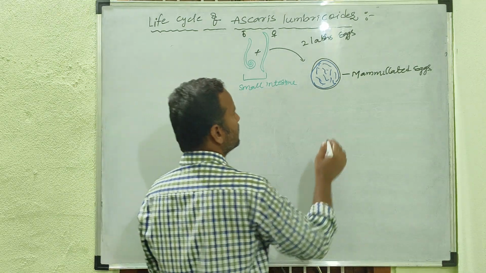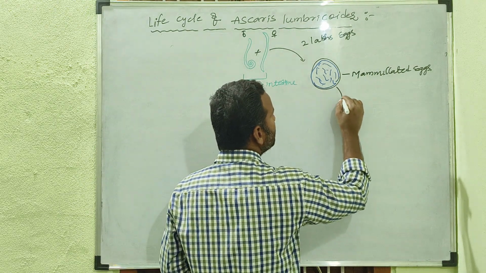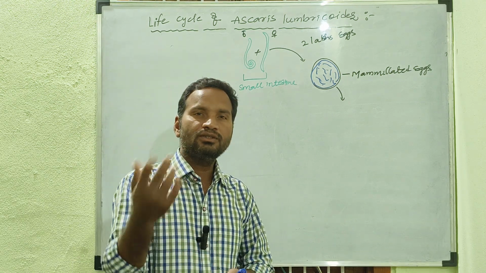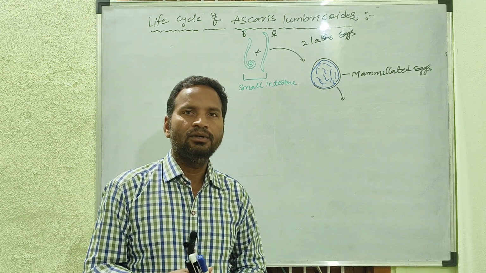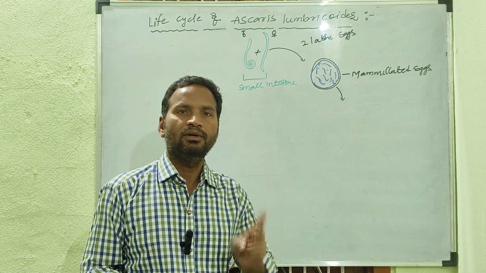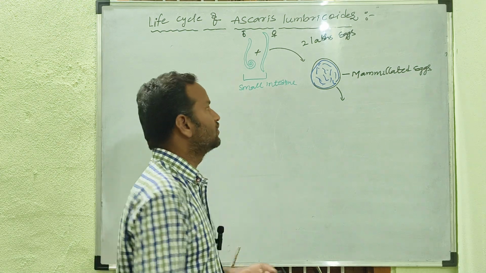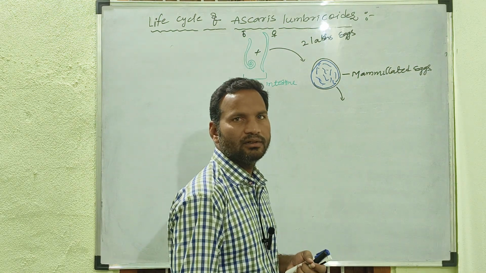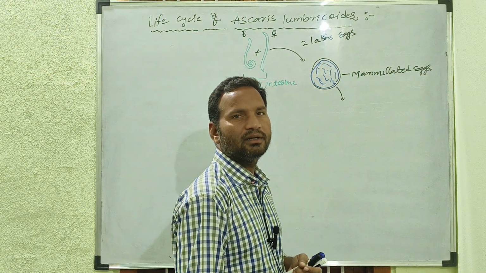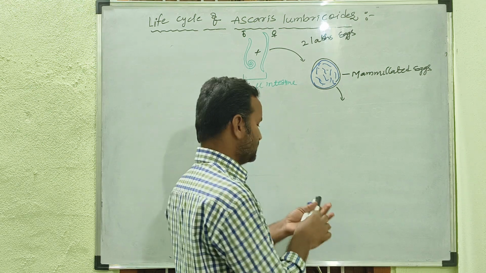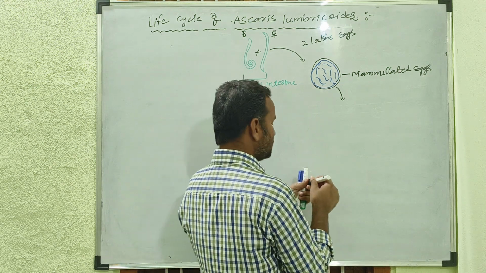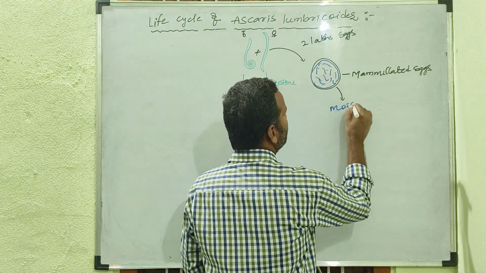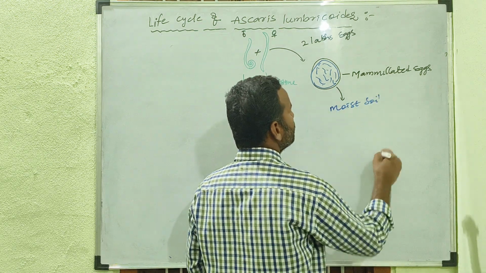The next one: these mammillated eggs are passed out into the moist soil through the fecal matter. Simply, these eggs are released along with the fecal matter into the moist soil. Where are they released? Moist soil.